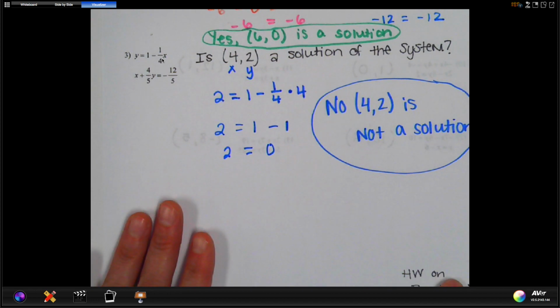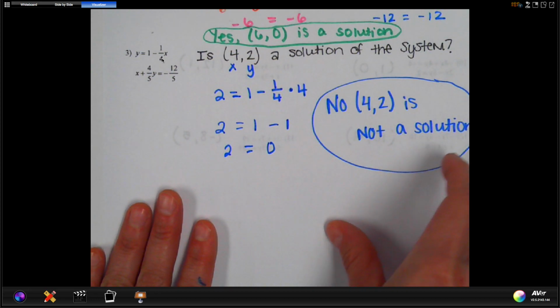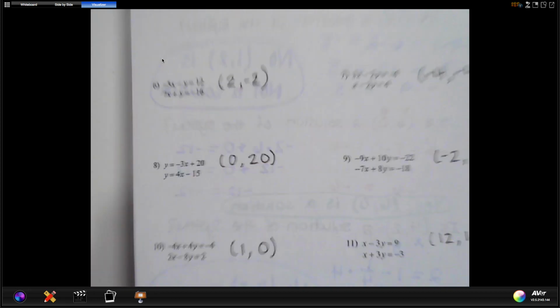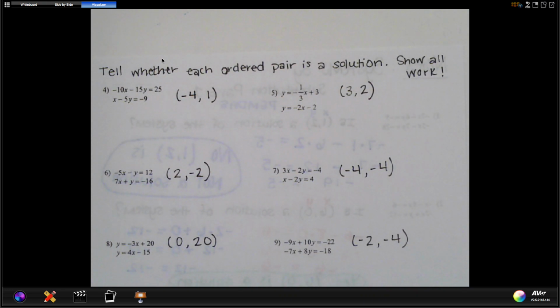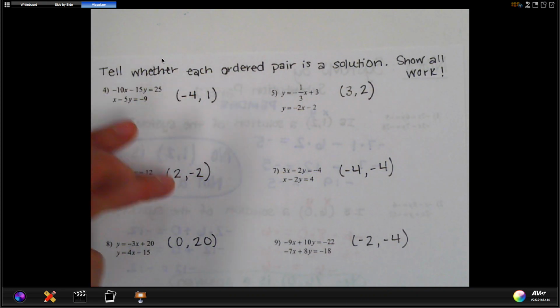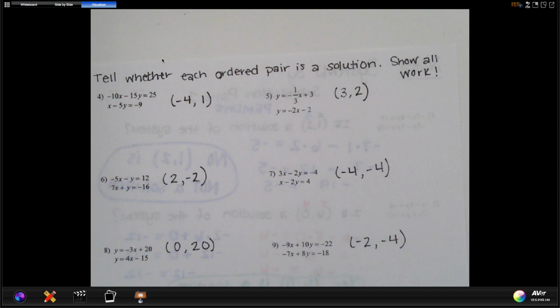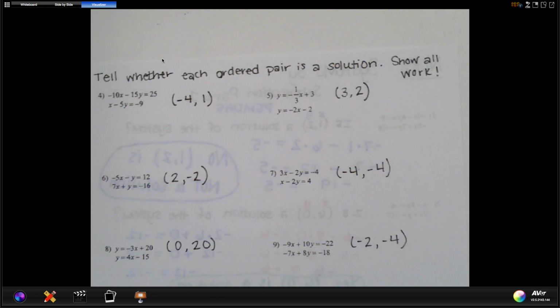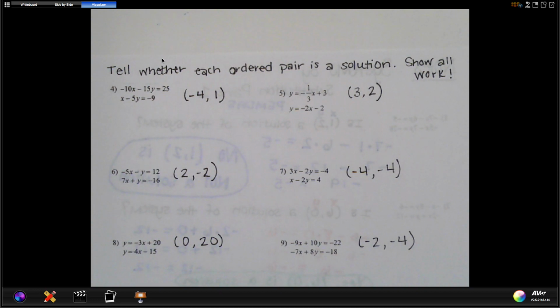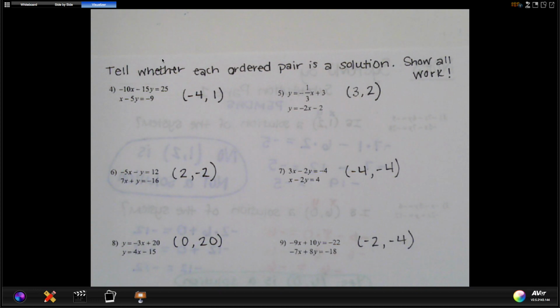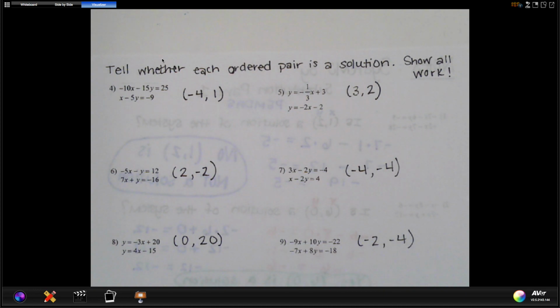All right, the homework for today is on the back of this sheet if you are in my class. So take a look at the back. It is exactly what we just went over. Each ordered pair is a suggested ordered pair. You have to tell whether or not each one is in fact a solution or is not a solution, and you have to show your work for full credit.